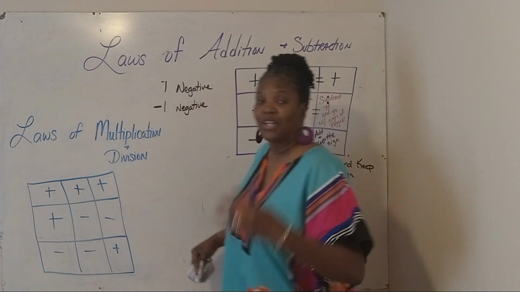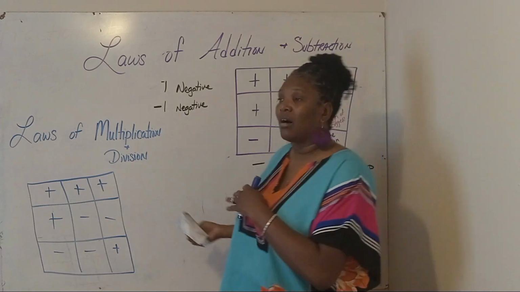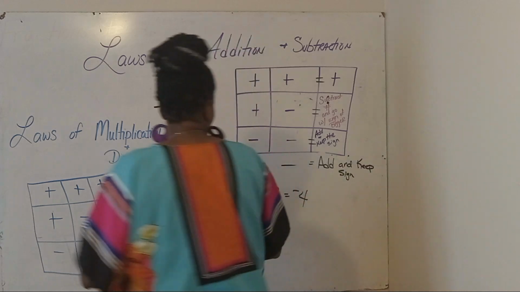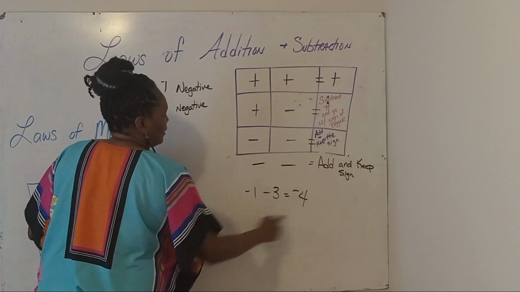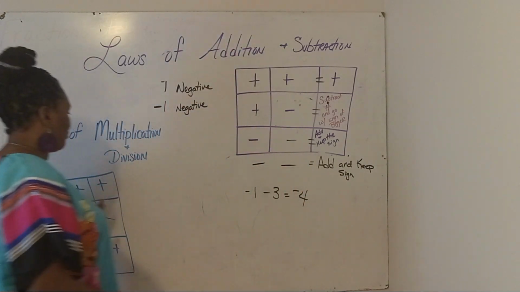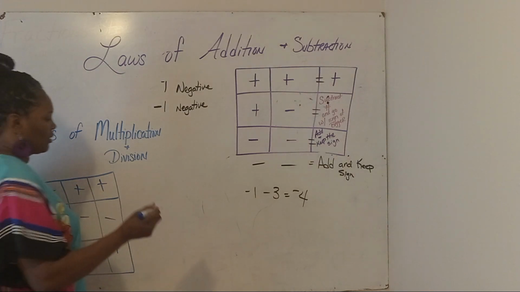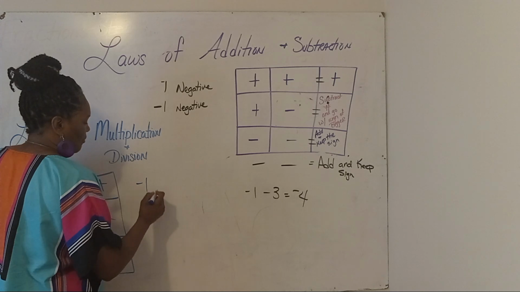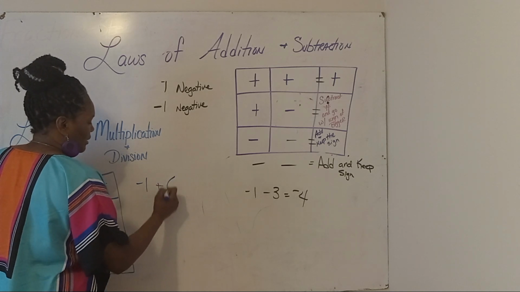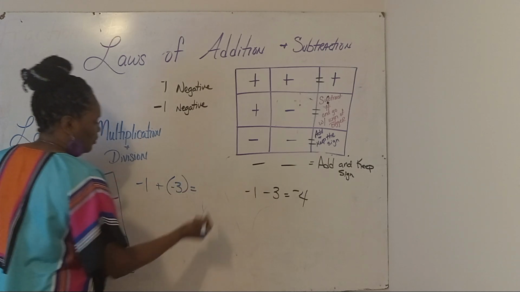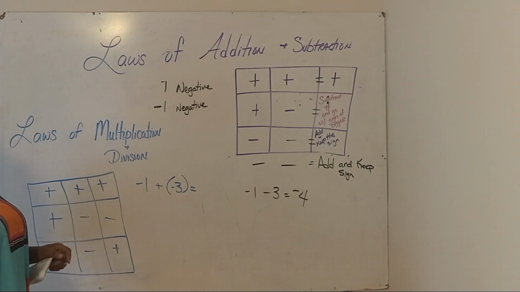And those are the laws. These are the laws for the signs. Okay? Let me show you how this would look if it was written for multiplication and division. Negative 1 plus negative 3 equals. So, y'all remember when I was talking about if the signs touch?